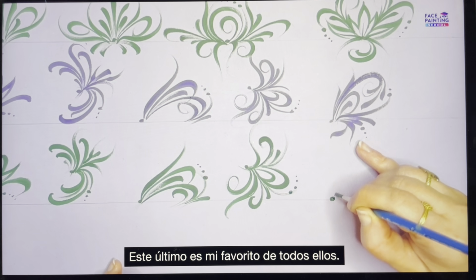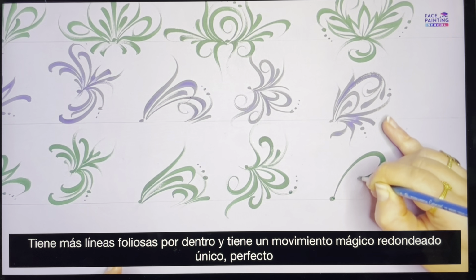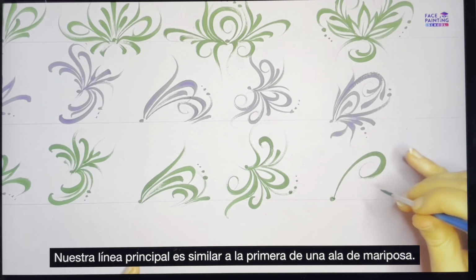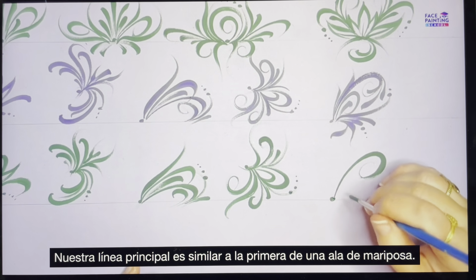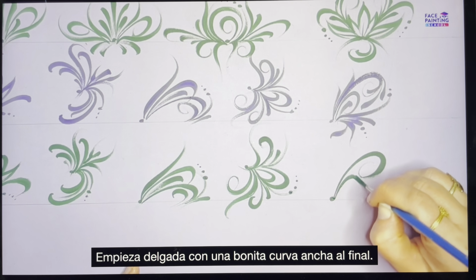This last one is my favorite of all of them. It has more leafy lines inside and has just a unique round and magical movement, perfect for a forest queen. Our main line is similar to the first one, of a butterfly wing. Start thin with a nice and round wide bending at the end.